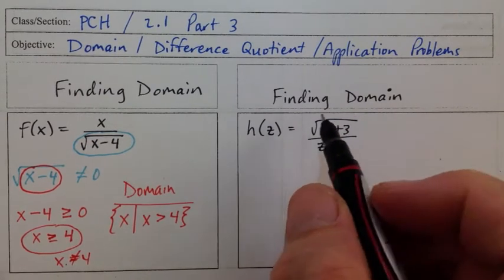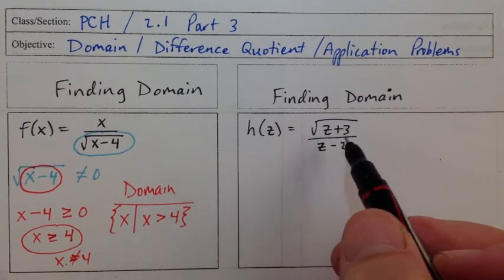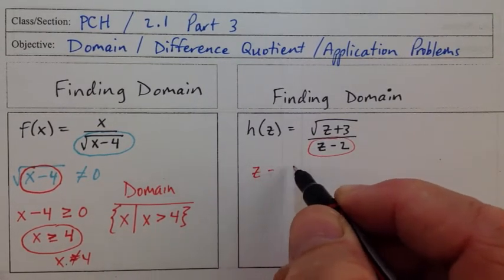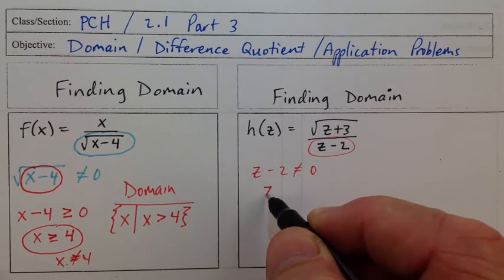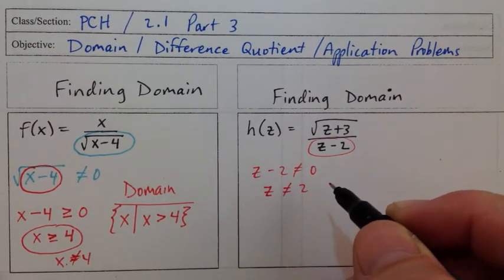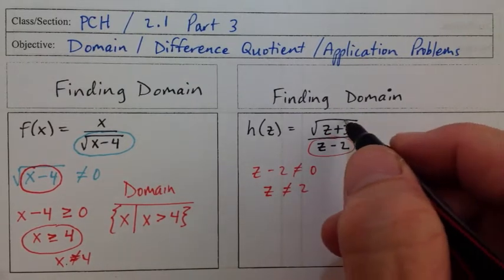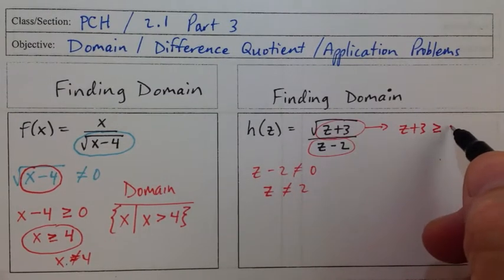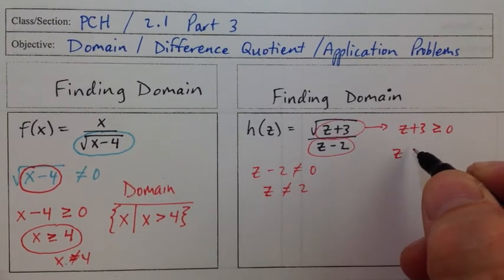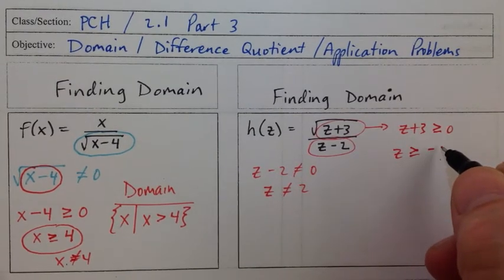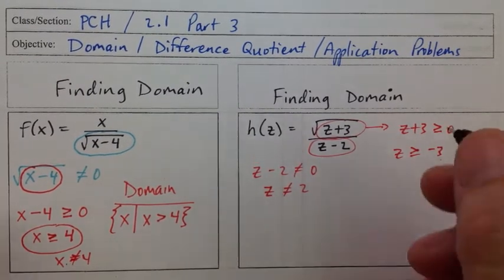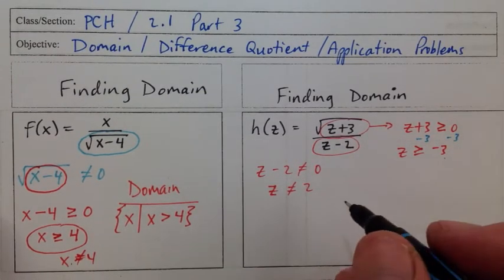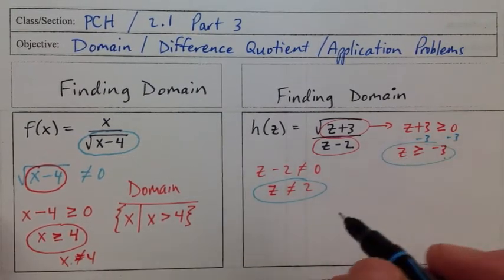Over here in the second problem, we see that we still have a denominator, and we know that is not allowed to equal 0. So in other words, z is not allowed to equal 2. But we have this other stipulation that z plus 3 has to be greater than or equal to 0. So when we subtract 3 from both sides, we see that z must be greater than or equal to -3, but z is not allowed to be equal to 2.